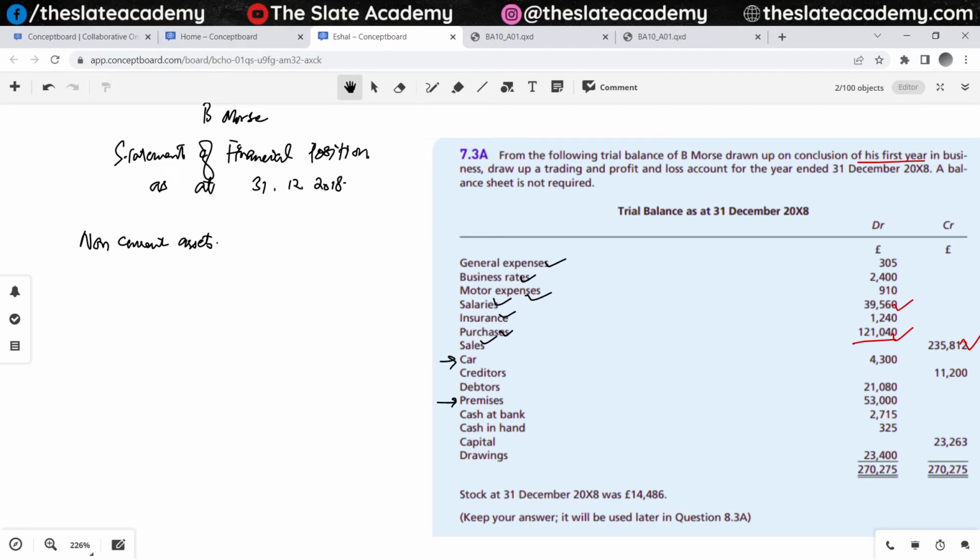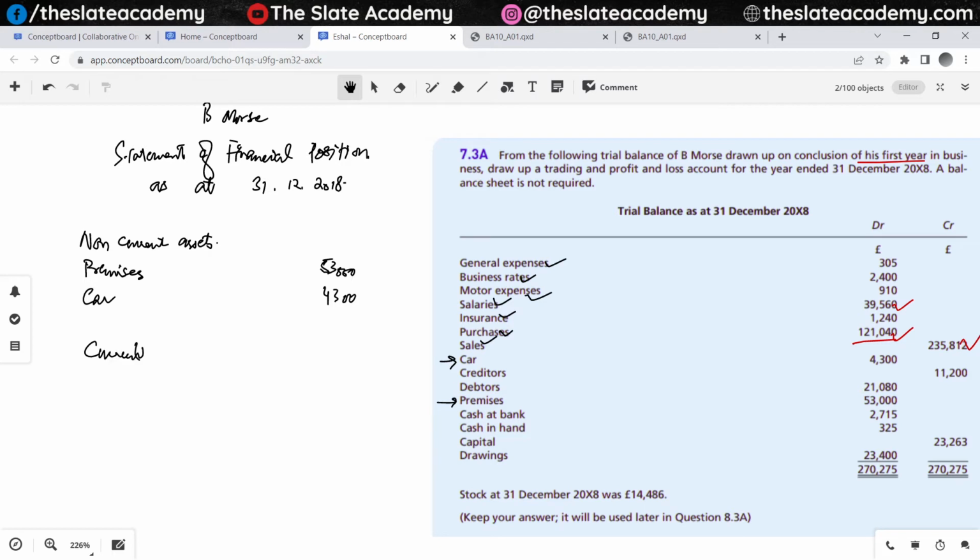So let's write premises and car here. Premises are worth 53,000, and then the car is worth 4,300. Other than that, there is no non-current asset as of now. Usually, the non-current assets include land, building, vehicles, machinery, equipment, such things. Since we don't have any more, I'll then give the heading current assets.